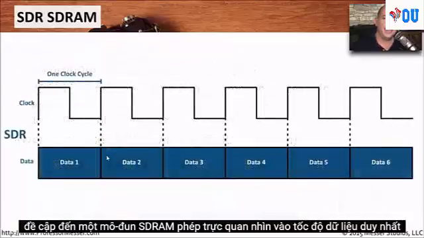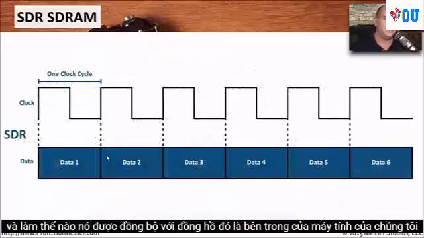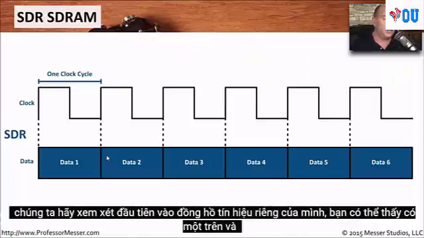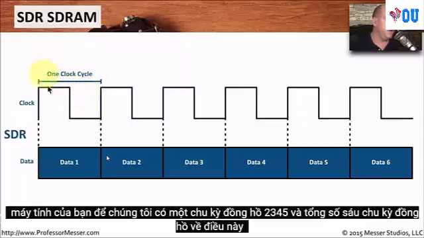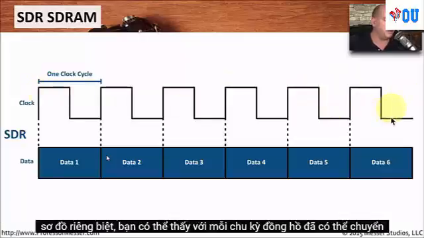Let's visually look at this single data rate and how it is synchronized with the clock that's inside of our computer. Let's look first at the clock signal itself. You can see there's an upper and lower as the clock is rising and falling on each individual clock cycle inside of your computer. So we have 1 clock cycle, 2, 3, 4, 5, and 6 total clock cycles on this particular diagram.